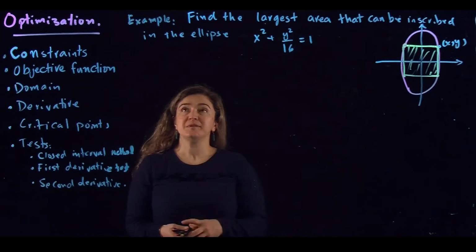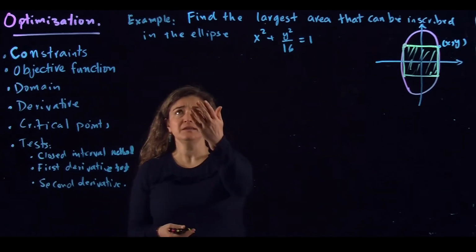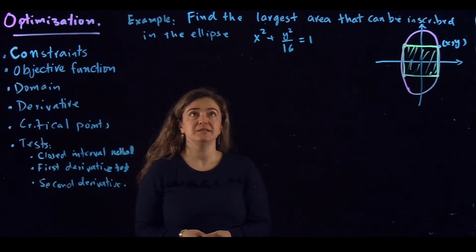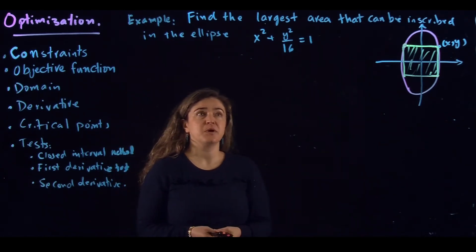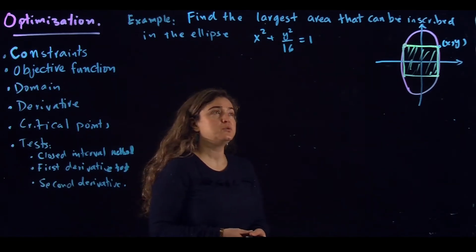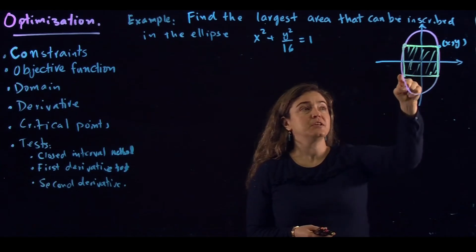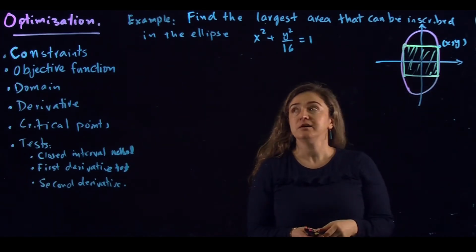We're continuing with optimization problems. This is an example. Find the largest area that can be inscribed in the ellipse x squared plus y squared divided by 16 equal to 1. This is the ellipse, and we're inscribing a rectangle in here.